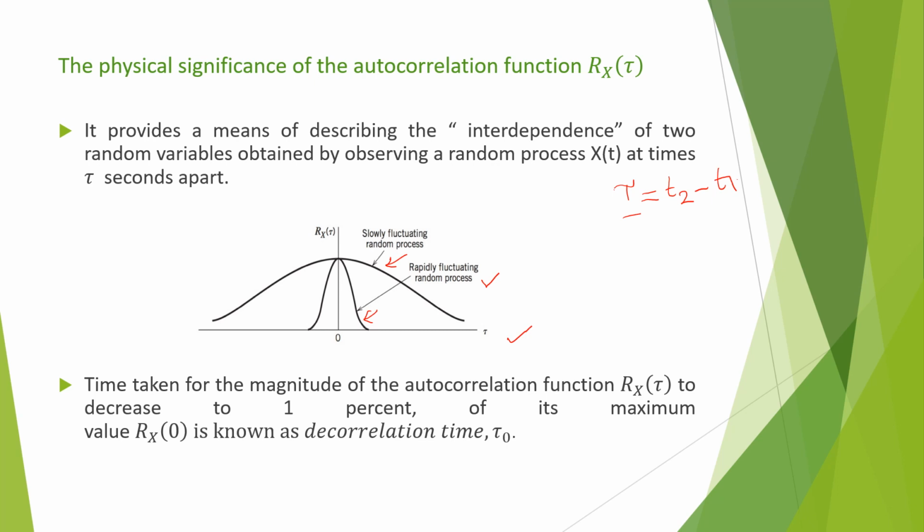Now one particular term can be defined, known as the decorrelation time tau 0. Suppose I mark 1% of the total amplitude, approximately something like this. Then for the small curve, this value is known as tau 0. For this big curve, this value is known as tau 0. So tau 0 is the correlation time at which the amplitude is 1% of the maximum amplitude. It is indicated as tau 0.